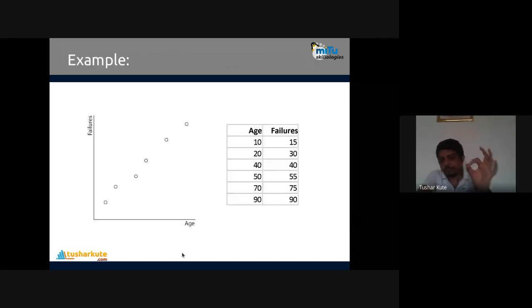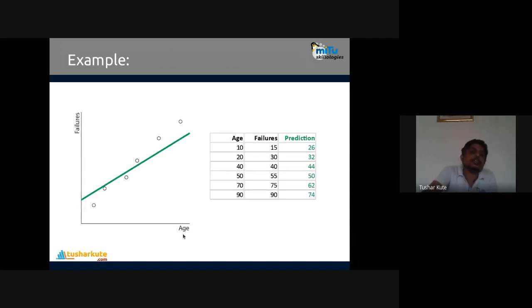See, a small example we will show, and then we'll analyze this regression. For example, I have data like this: age and failures. These are the ages of the person and the number of failures you have had in your life. At ages 15, 20, 30, 40, 40, 50, 55, 70, 75, 90, 90, that is the number of failures we come across. I have modeled it like this. Now when I build a linear regression model of it, you can see this line will be generated like this. Now see, the line is a best fit.